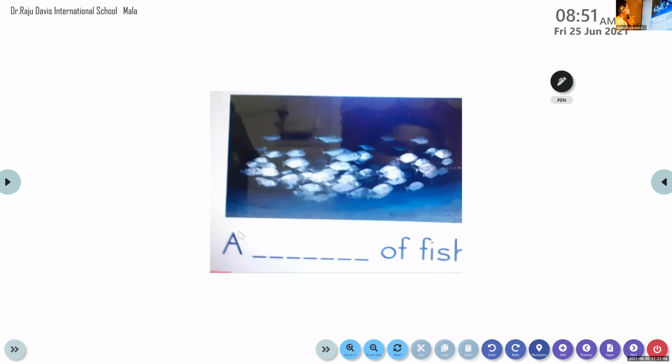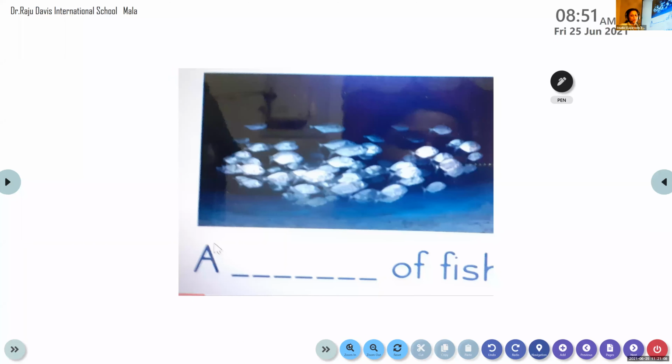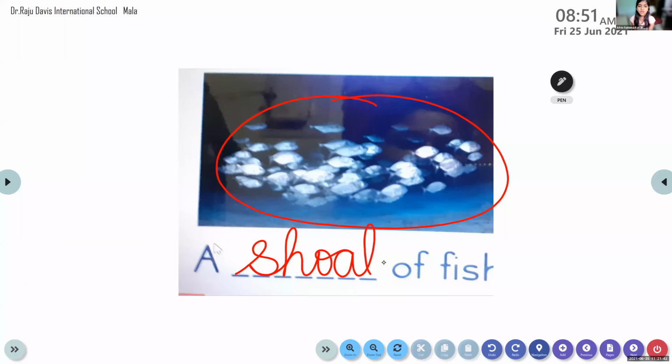Now let's move on to the next thing. Here what can you see, children? Is there only one fish there? No, many are there. Yes, what do we call a group of fish? You can see in this picture a group of fish. What do we call it? The collective noun for a group of fish is shoal of fish. What do we say? Shoal. S-H-O-A-L. Shoal. It is a shoal of fish. Have all of you understood?